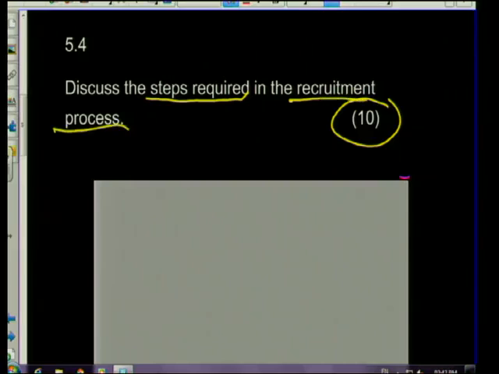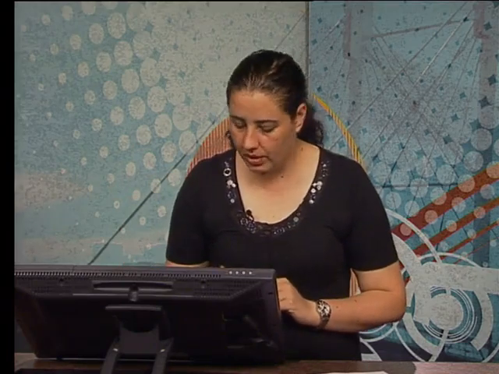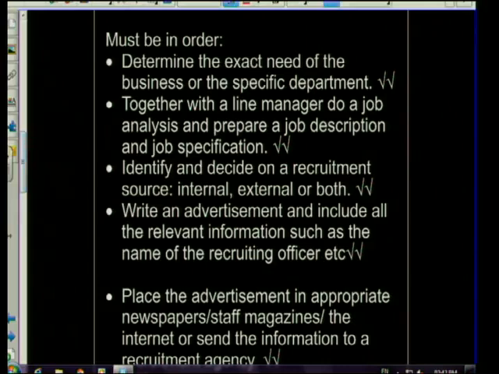Now, whenever you hear the word steps, grade 12s, your ears should sort of tingle. What does it mean? If it's steps, there should be a certain type of order that goes with it. So there needs to be a beginning. So where do you begin in the recruitment process? And then where do you end? So again, in order, let's have a look. What are the steps in the recruitment process? And then you'll see here, I've written, must be in order.